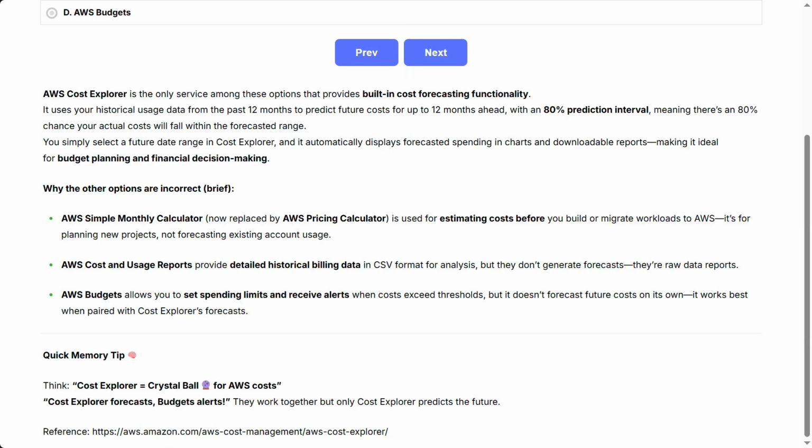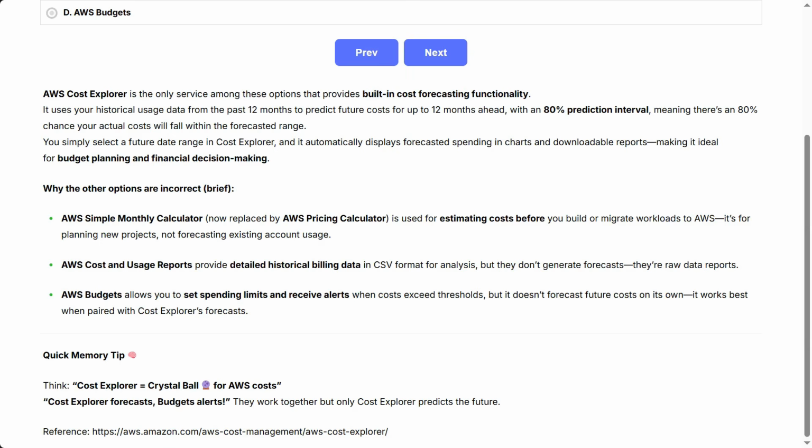Why the other options are incorrect. AWS Simple Monthly Calculator, now replaced by AWS Pricing Calculator, is used for estimating costs before you build or migrate workloads to AWS. It's for planning new projects, not forecasting existing account usage. AWS Cost and Usage Reports provide detailed historical billing data in CSV format for analysis, but they don't generate forecasts.